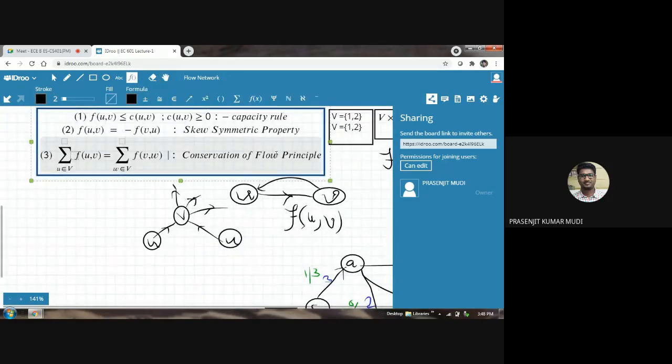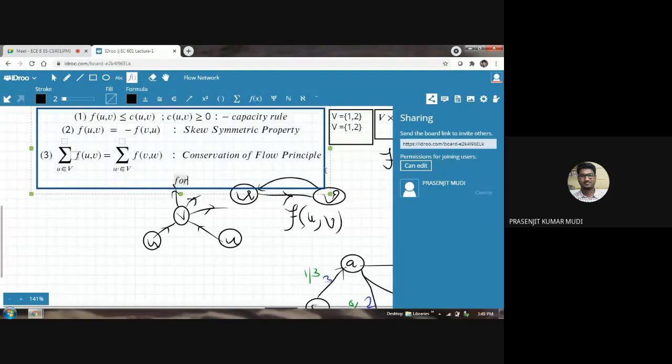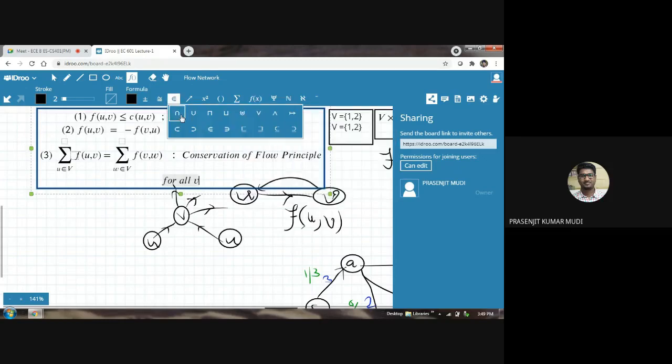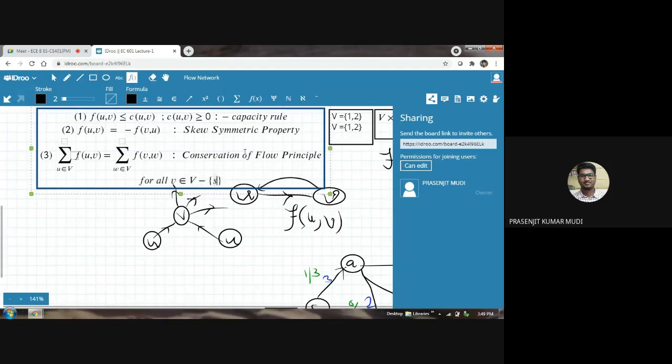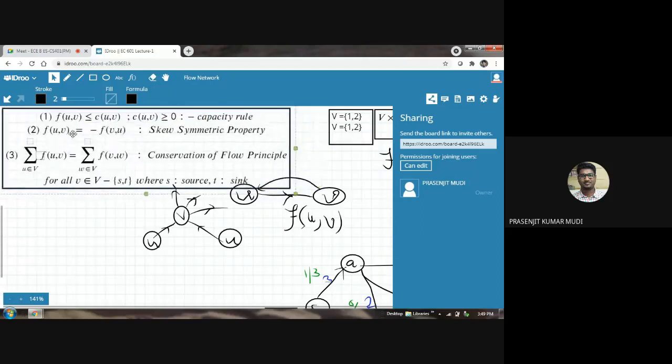So here it is applicable for all V belongs to V minus S and T. I forgot to mention, S is the source and T is the sink. The flow is always directed from source to sink. Okay, so that is the concept.